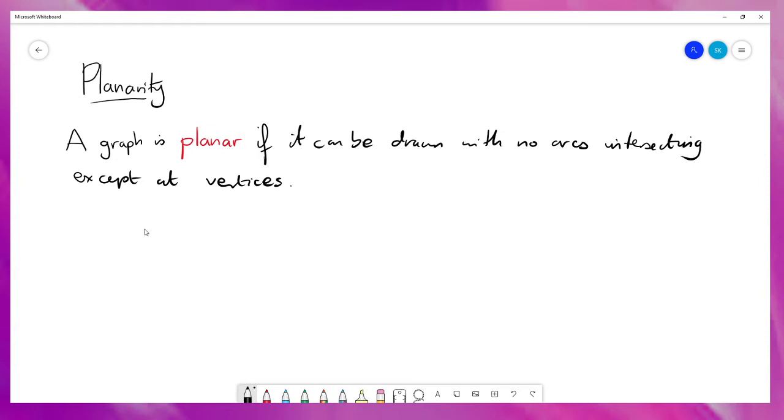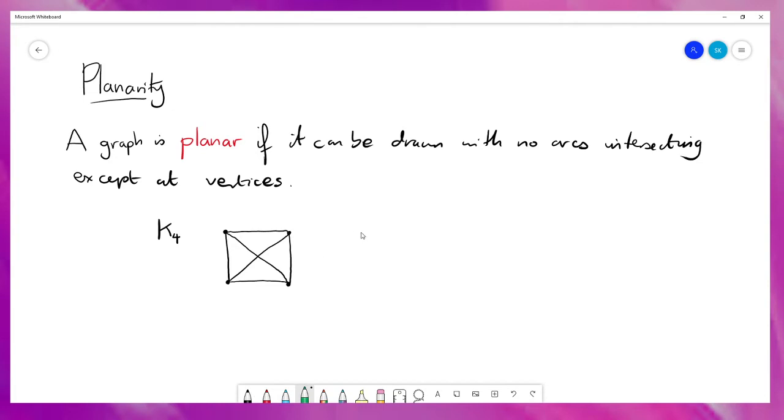So if we look at, for instance, the complete graph K4. So we've got 4 vertices. And remember, the complete graph, you join every vertex to every other vertex. Now here, we do have every single arc drawn. But we can see here that the point of intersection of these two arcs isn't a vertex.